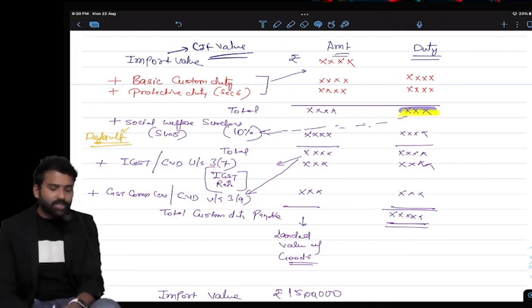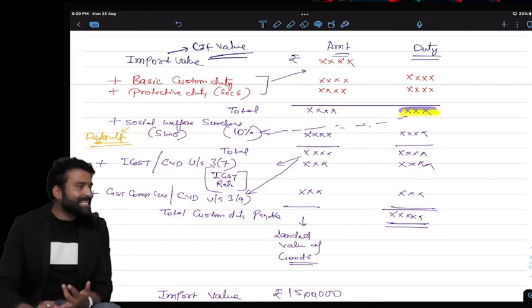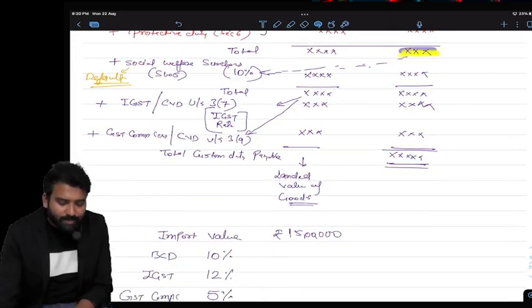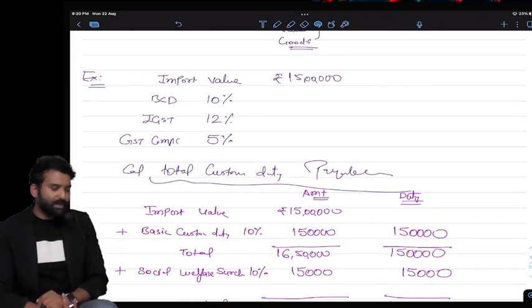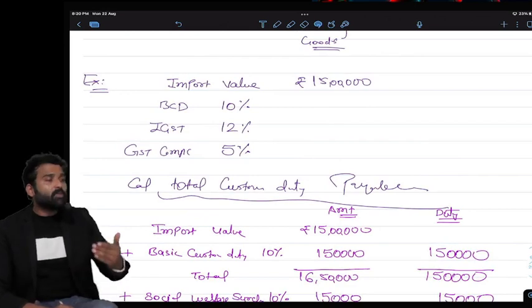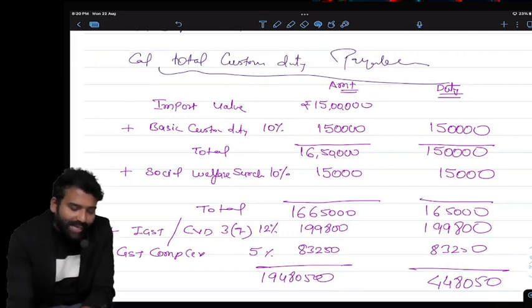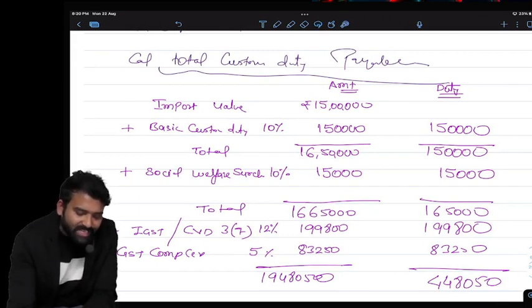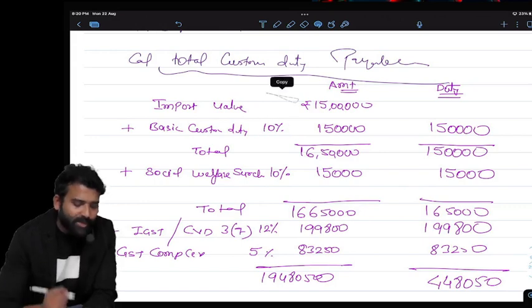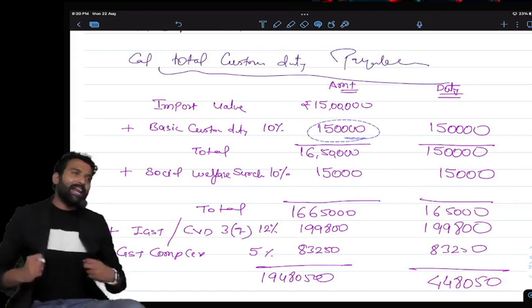For the basic calculation, these are the duties: basic custom, protective, SWS, CVD 3.7 and CVD 3.9. Sir, can you explain this with the help of an example? Here is the example. I have the import value of 15 lakh rupees. Basic custom duty is 10%, IGST is 12%, and compensation cess is 5%. Now, sir, how to calculate the custom duty? Listen, my import value is 15 lakh. I will start by adding the basic custom duty of 10% on this 15 lakh rupees. My duty is 10% of 15 lakh, 1,50,000.